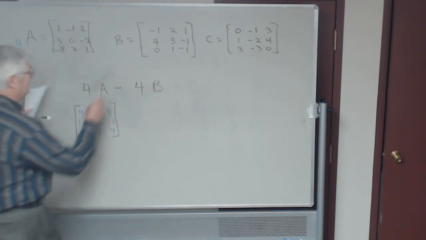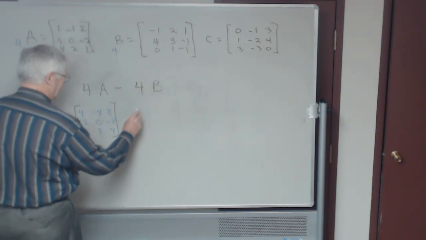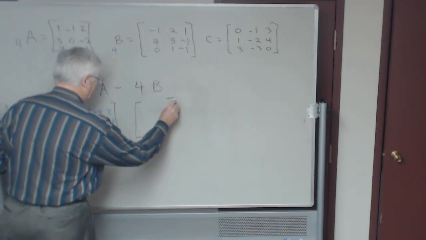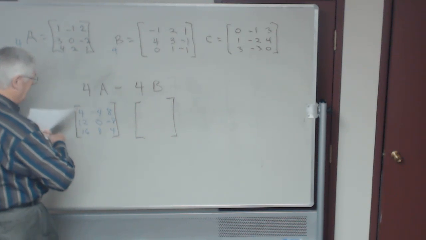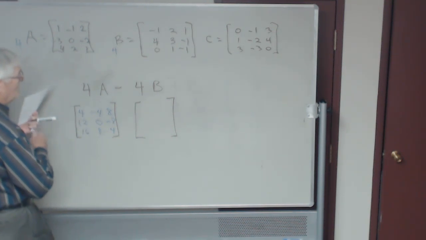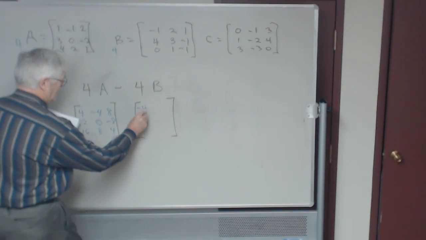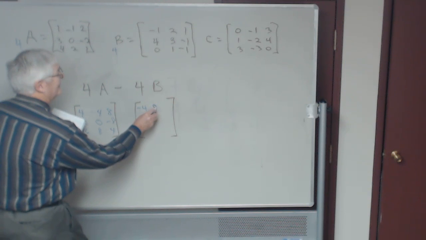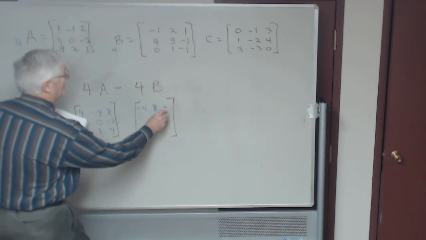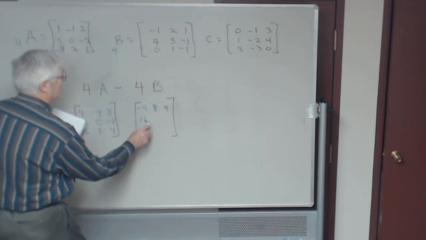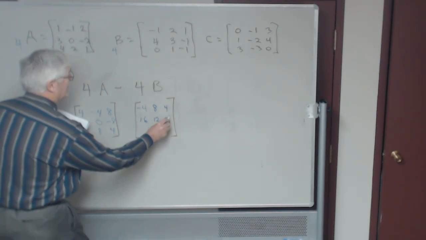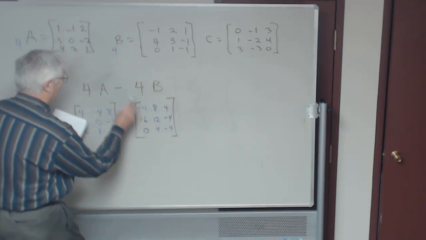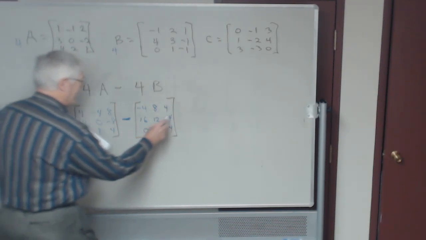So now let's do 4 times B. Oops, let me put the little box up here that we're putting all this stuff in. And what do we get? Let me hear it. 8, 4, 4, 16, 12, negative 4, 0, 4, negative 4. And now what are we going to do with these? Now watch, it says subtract them.